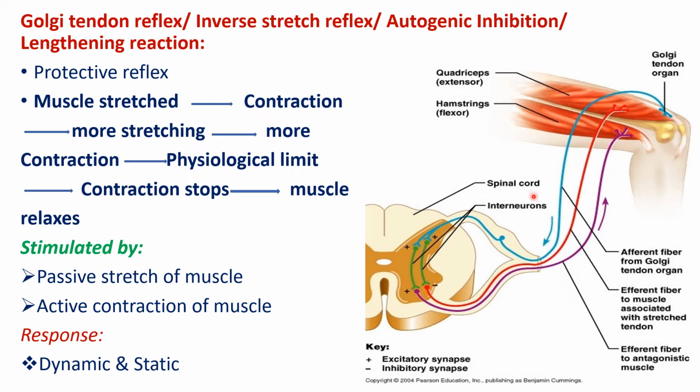Now let us see how the Golgi tendon organ sends impulses. This is the Golgi tendon organ present in the musculotendinous part of the muscle. This is the quadriceps femoris muscle. Whenever the quadriceps femoris is stretched, it causes contraction and extension of the knee. When there is too much tension on the quadriceps muscle, this tension is taken up by the Golgi tendon organ, and when it is beyond the physiological limit, it immediately sends impulses via the group 1B fiber through the posterior root into the spinal cord.